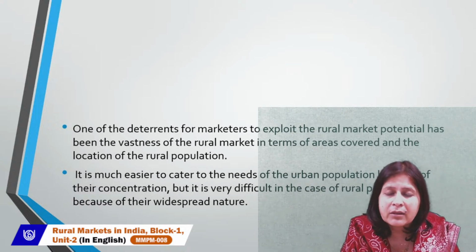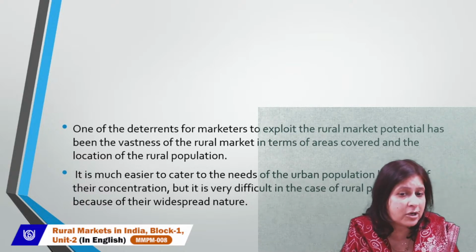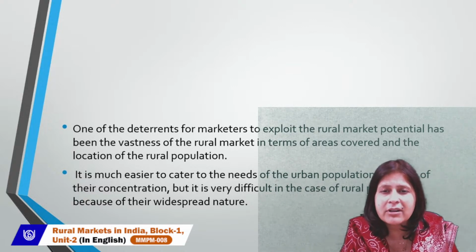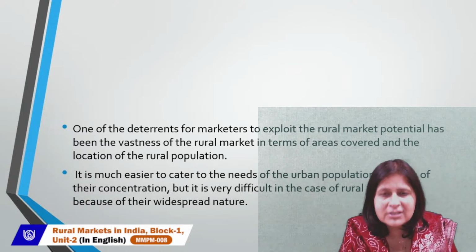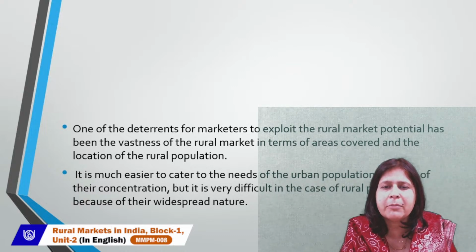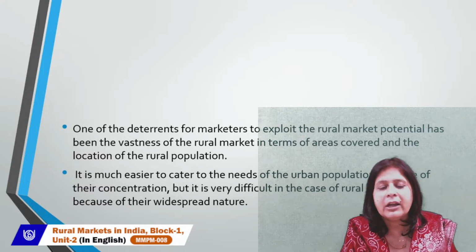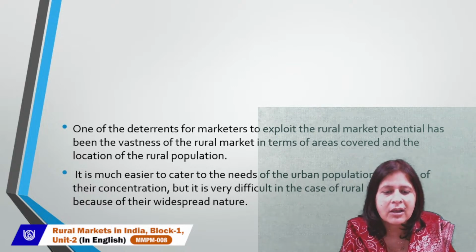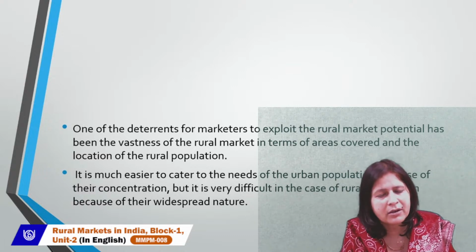There is a vastness in the area covered in the rural market and the location of the rural population, and they are geographically scattered, and at times it becomes difficult to reach those villages. It is much easier to cater to the needs of the urban population because of their concentration, but it is very difficult in the case of the rural population because of their widespread nature.